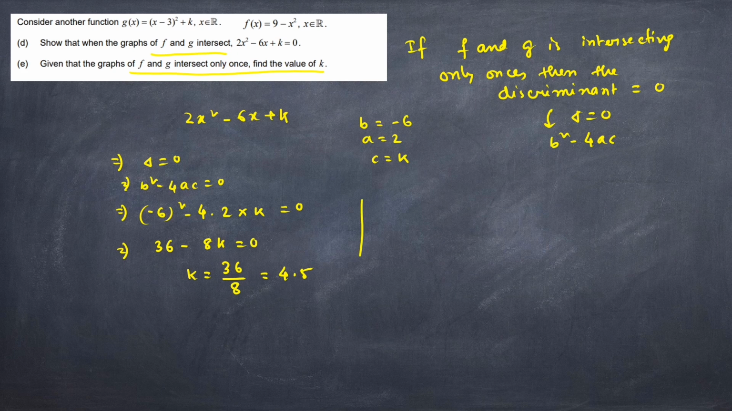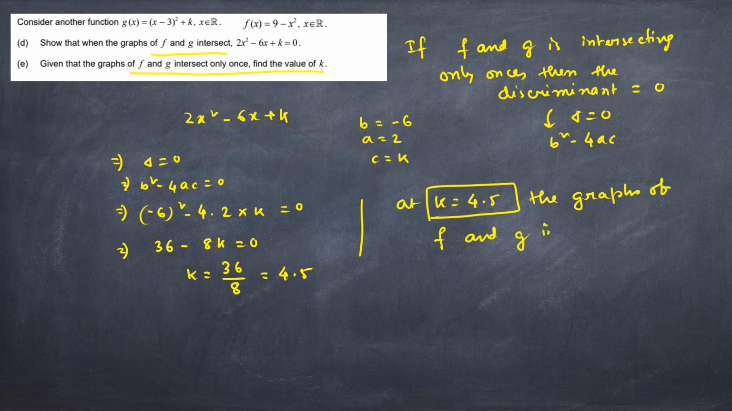Now at k equal to 4.5, the graphs of f and g intersect only once. So this problem is also done.